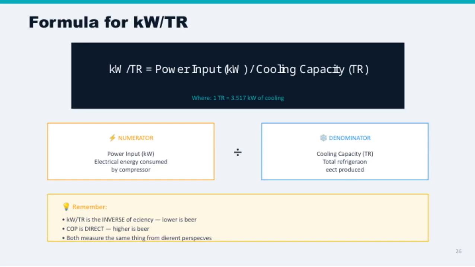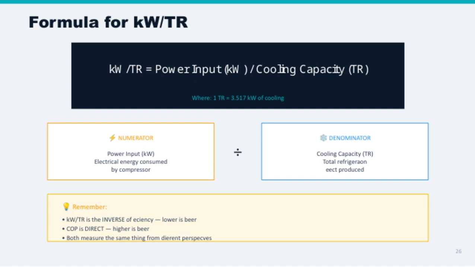Let's talk about 2 key ways we measure cooling efficiency. First, kW per ton of refrigeration, or kW per TR, which is actually the inverse of efficiency. So lower numbers here mean better performance. Then there's COP, the coefficient of performance, where higher values are better. Both metrics look at the same relationship, just from different angles.